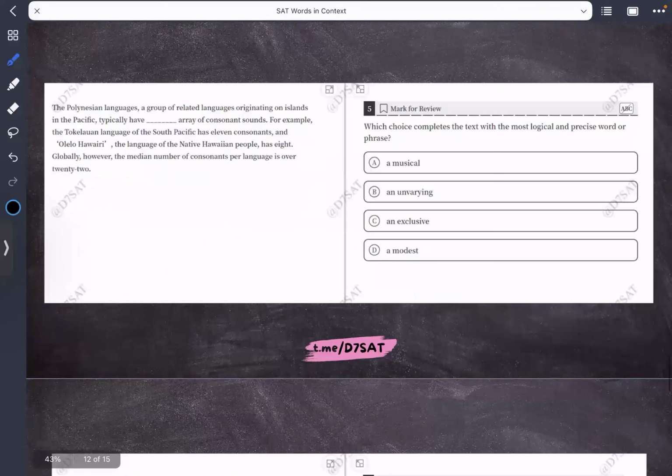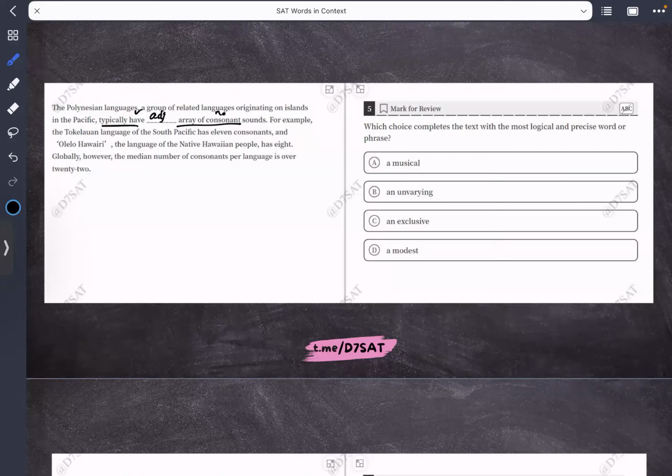Next one, please also pause, and now I can explain it without any problems. So this one is also a blank one, the Polynesian languages. So let's see. Polynesian languages, a group of related languages originating on islands in the Pacific, typically have some area of sounds. So typically have, they have a verb. We have some nouns, right? Before here we can use again an adjective, a certain adjective.